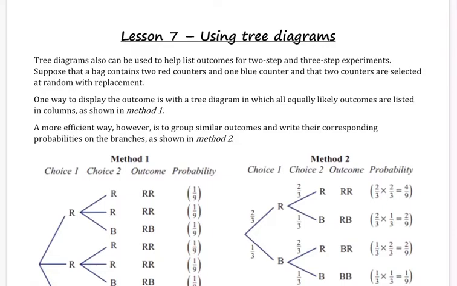Today we are continuing on with the topic of probability and we're learning about using tree diagrams. So tree diagrams can also be used to help list outcomes for 2-step and 3-step experiments.